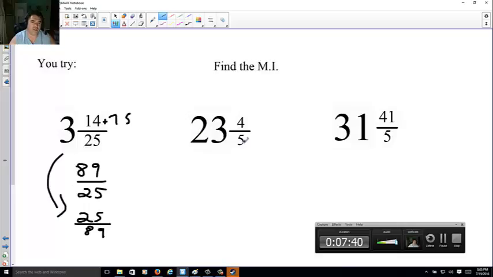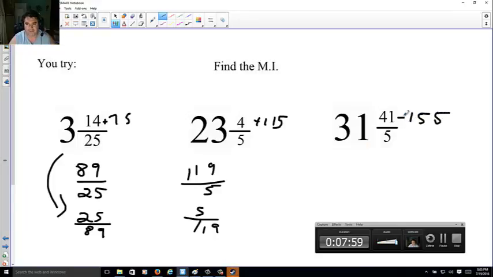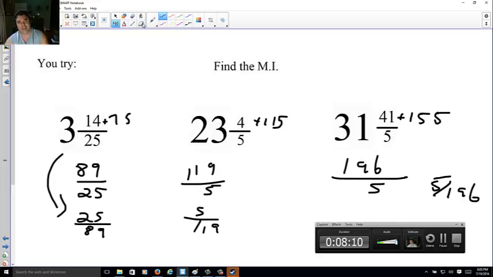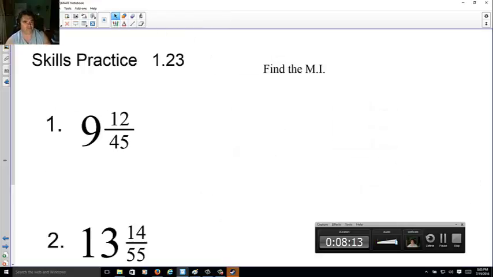This one here, 23 times 5 is going to be 115. So I take 115 plus 4, which makes 119 over 5. Flipped makes 5 over 119. Finally, 31 times 5 is 155. Plus 41 is going to make 196 over 5. Flipped makes 5 over 196. And there you have that. Hopefully you got all those right.